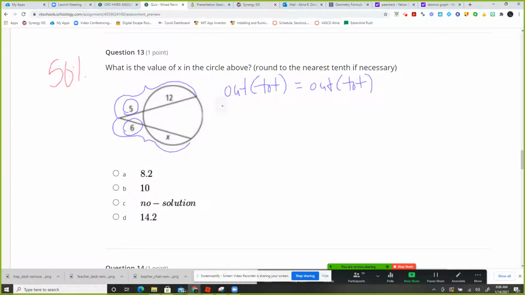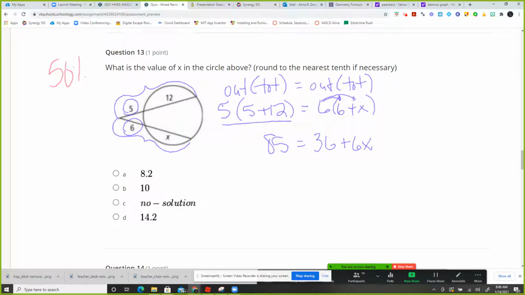So 5 times 5 plus 12 equals 6 times 6 plus x. You can put this whole thing in the calculator exactly the way you see it. 5 parentheses 5 plus 12, close the parentheses, and I get 85. So 85 equals 6 times 6 is 36, and 6 times x is 6x. So I'm going to do 85 minus 36 and get 49.